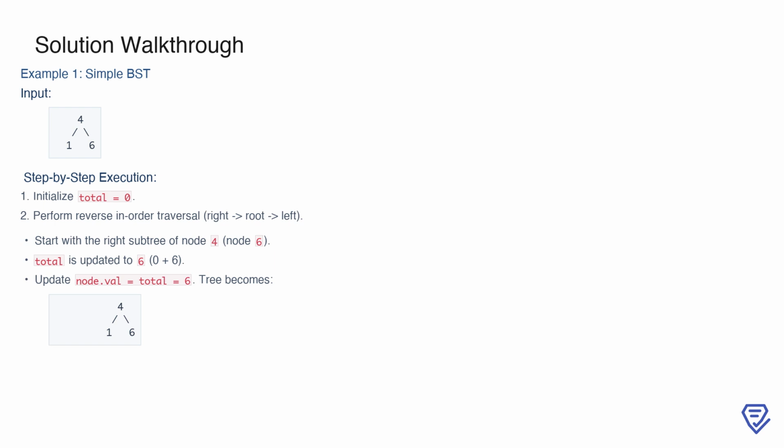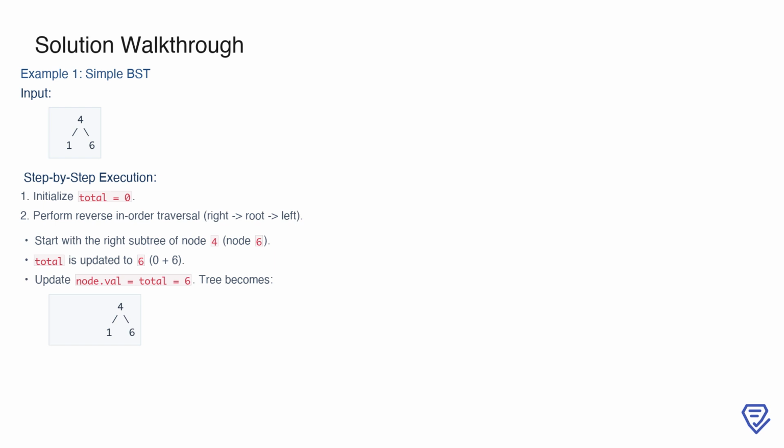Here, we start with a simple binary search tree that has 3 nodes: 4 as the root, 1 as the left child, and 6 as the right child. The goal is to transform this tree into a greater sum tree, where each node's value is updated to the sum of all values greater than or equal to it in the original tree. We initialize a variable total to 0, which will keep track of the cumulative sum as we traverse the tree.